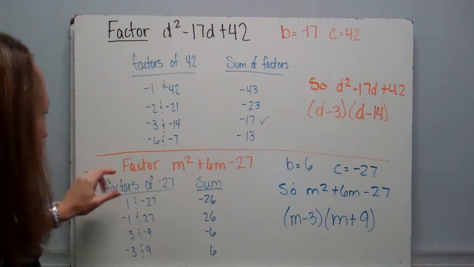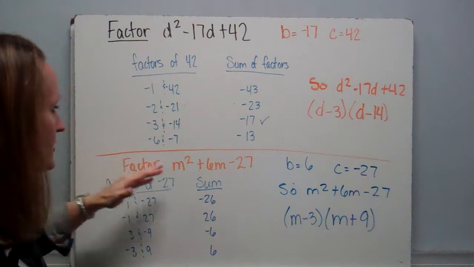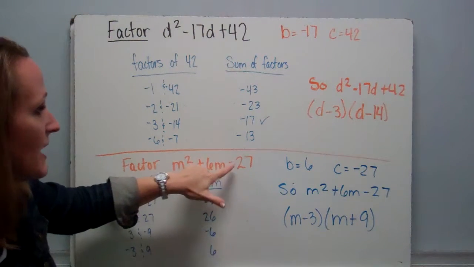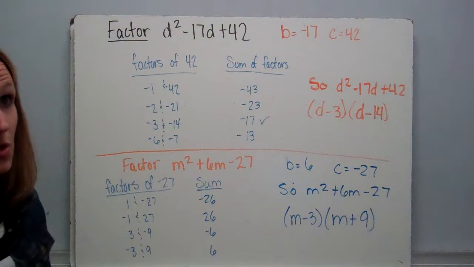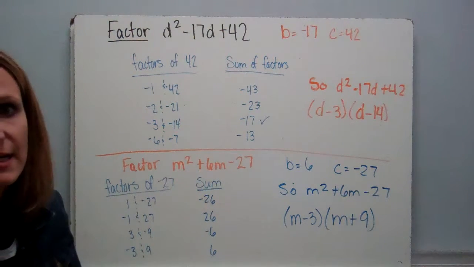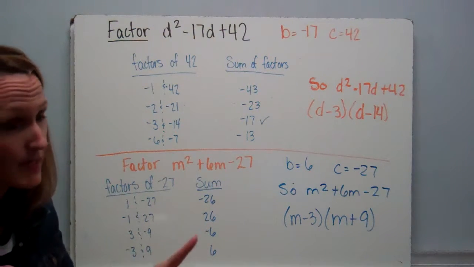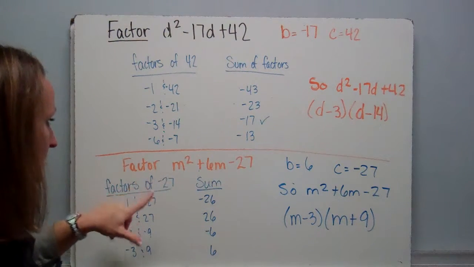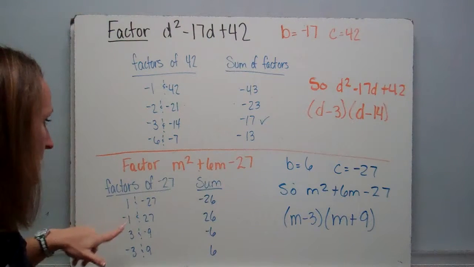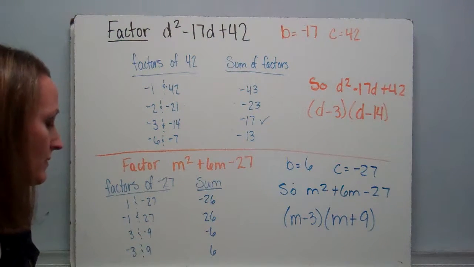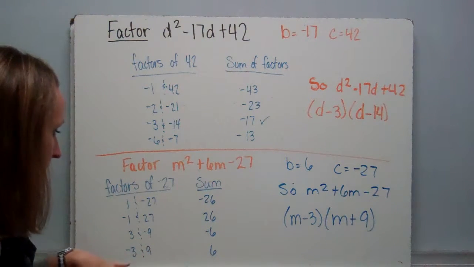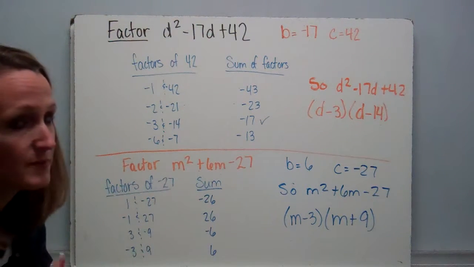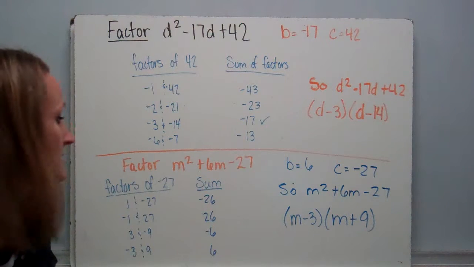Alright, so this time we're factoring m squared plus 6m minus 27. So this time I have a negative over here. So what do I have to multiply to get a negative? I need one positive and one negative. So look at my factors. One positive, one negative. Positive and negative. I've got the same sets of factors each time. I just flipped around my positives and negatives.